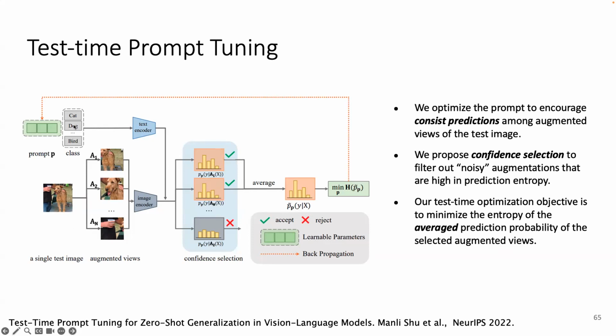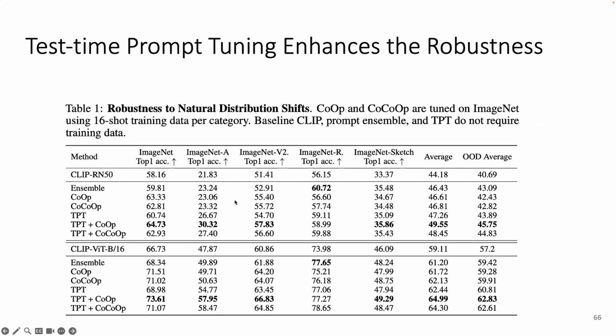So here we still optimize the prompt parameters. The goal is that we hope the self-entropy among these different logits calculated from the different augmentations is as consistent as possible. In this way, we have an unsupervised loss to optimize the prompt. As a result, it can be applied with current CLIP models and also increases the robustness a lot across different robustness benchmarks.